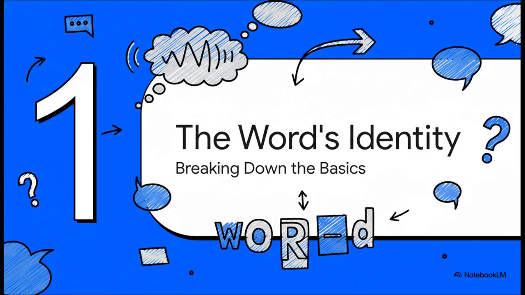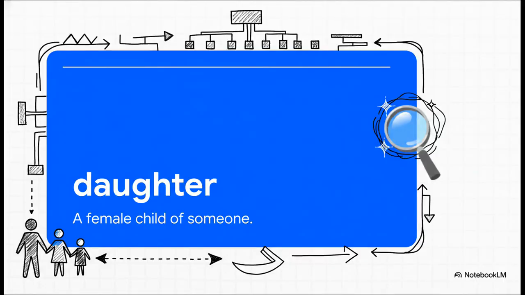Okay, so first things first. Let's break down the absolute basics. So, the term is daughter, and the definition? A female child of someone. It's so simple, right? Super clear, direct, there's no confusion. And what's interesting is that the entire meaning is built on a relationship to someone else.